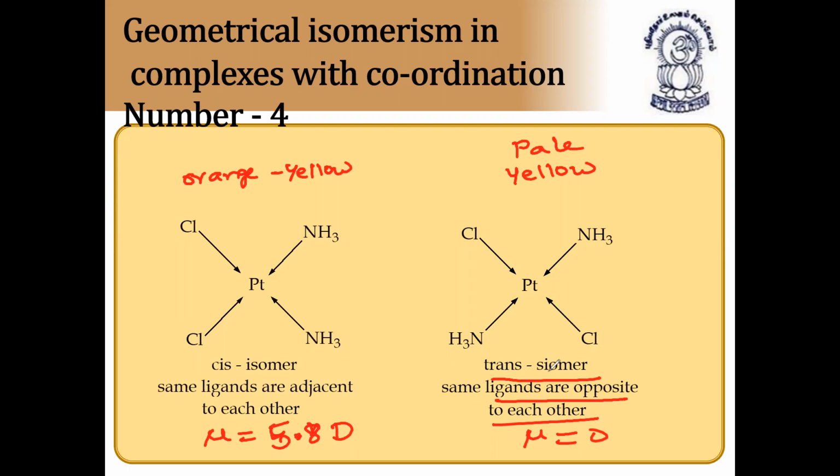The spelling of trans isomer here is I-S-O, so you can check it out. This is a small mistake. So this is clear, and this is called geometrical isomerism. Which type of molecules will undergo geometrical isomerism?